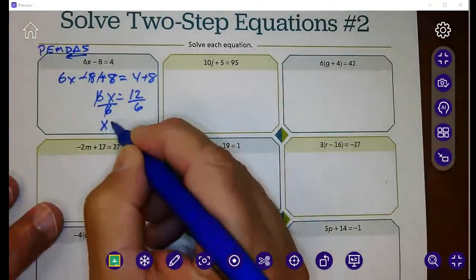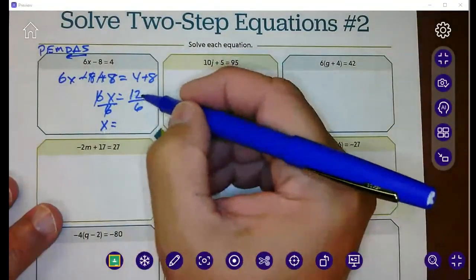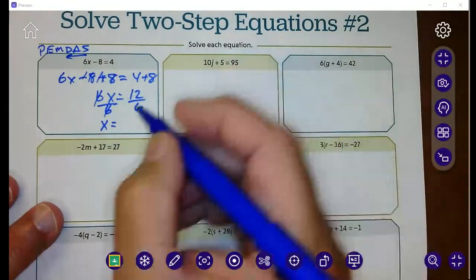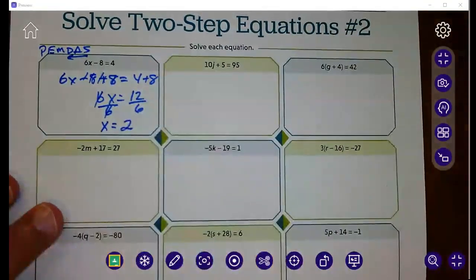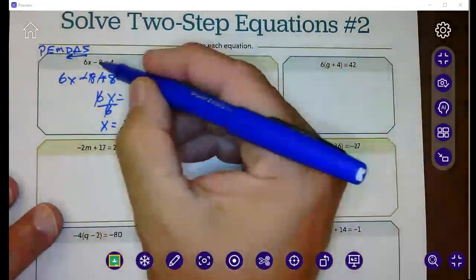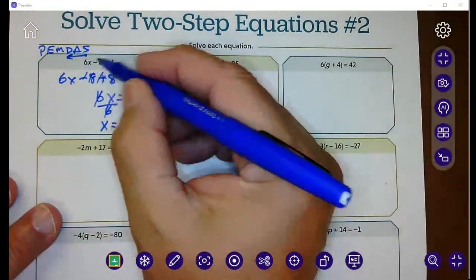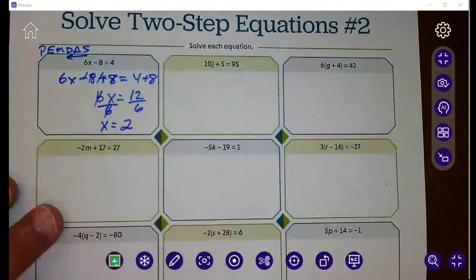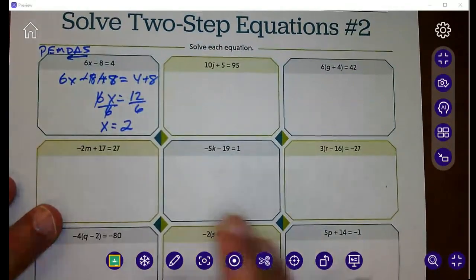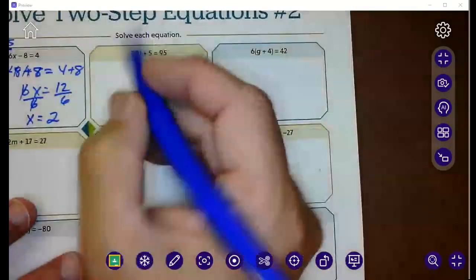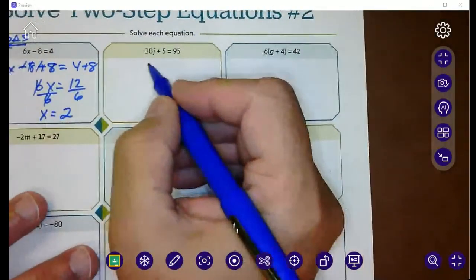And we get x. And on this side, 12 divided by 6 becomes 2. If we go back up here, 6 times 2 is 12. 12 minus 8 is 4. That works. Let's move to the next one on this side.